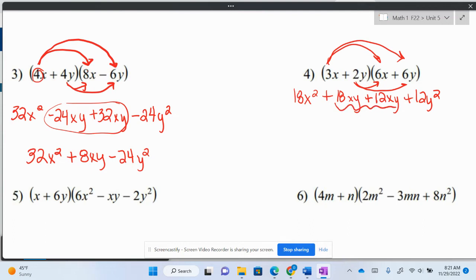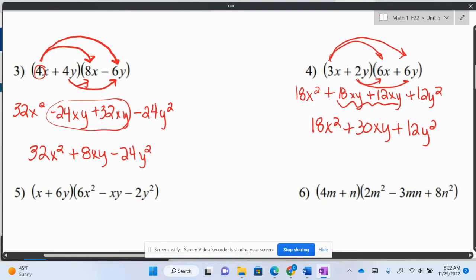I can combine these two terms in the middle for 18x squared plus 30xy plus 12y squared. Are you guys good with that? Am I going too fast?